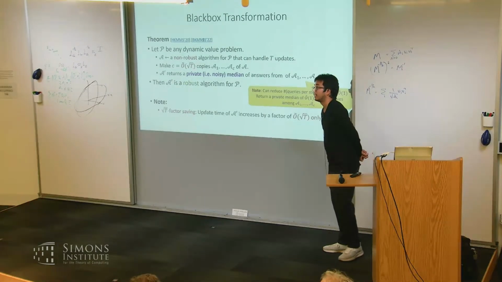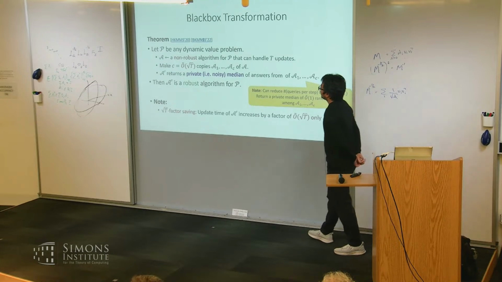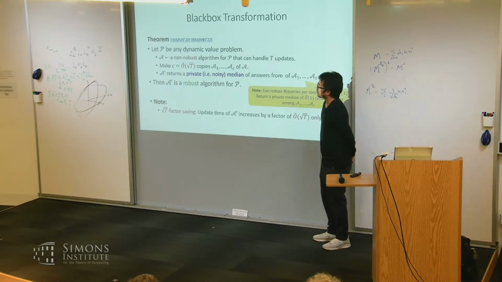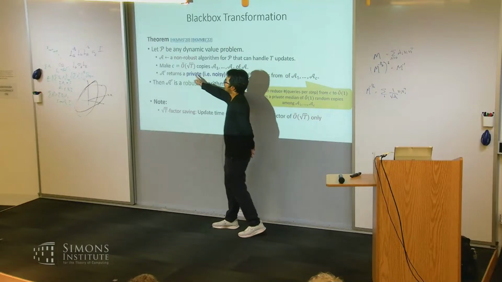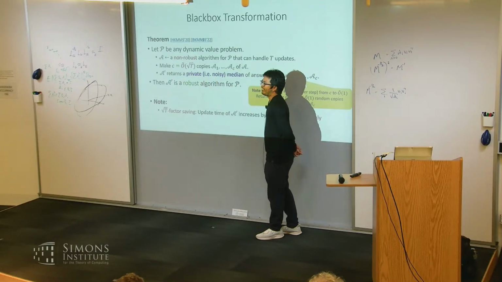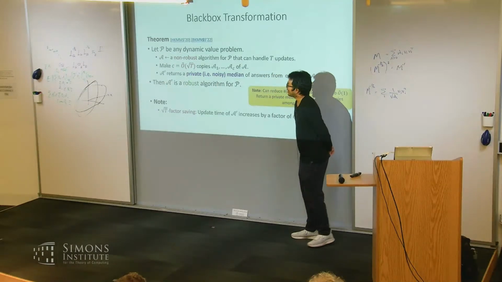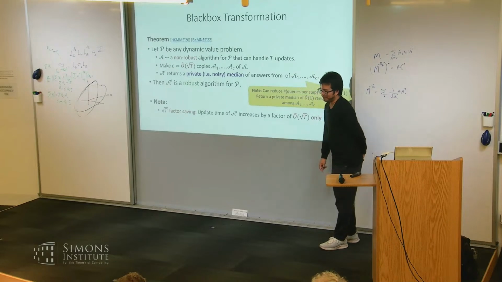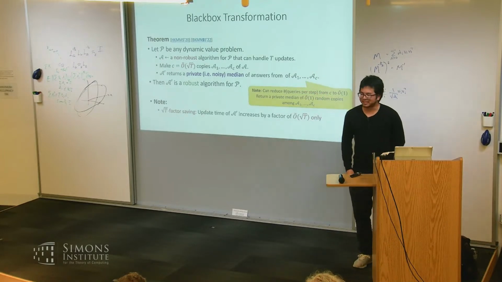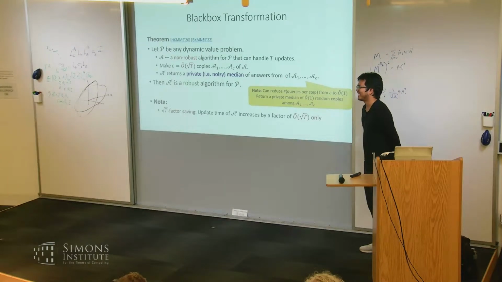Is there a lower bound on the number of copies that you need in terms of T? So there is a lower bound. The question is, is this tight? Yes, the answer is it's tight for this approach. I'm not sure, actually. People in privacy and adaptive data analysis might know by now, but I'm not sure.